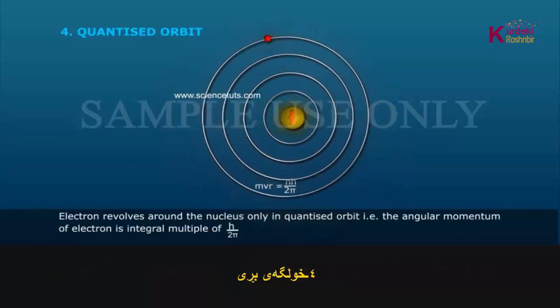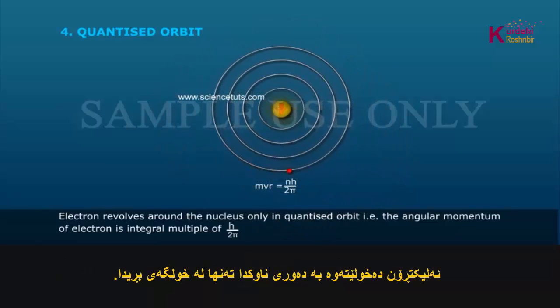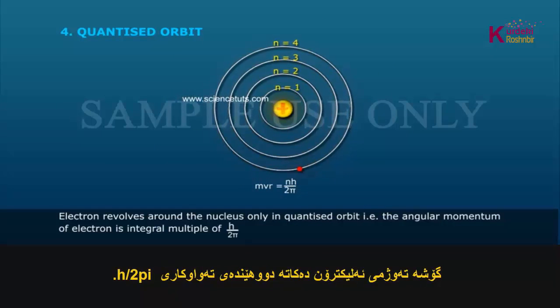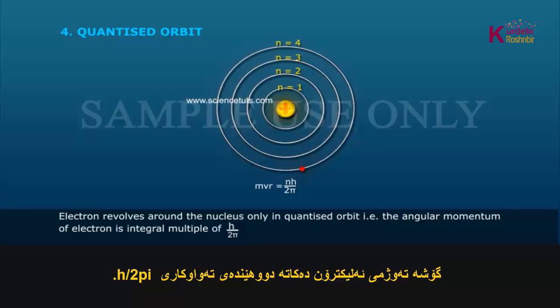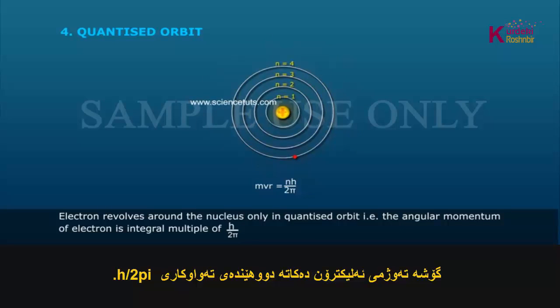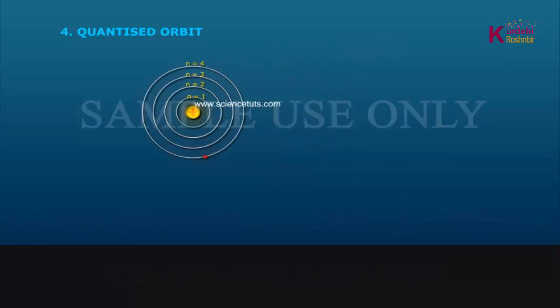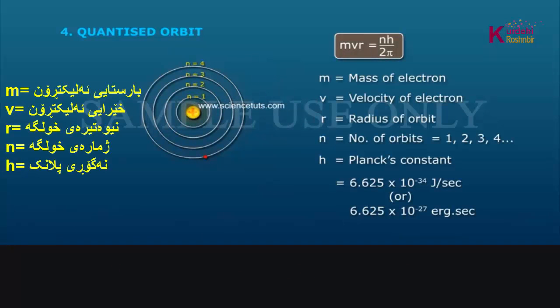4. Quantized orbit. Electron revolves around the nucleus only in a quantized orbit, that is, the angular momentum of the electron is an integral multiple of h by 2 pi. mvr is equal to nh by 2 pi, where m is the mass of electron, v is the velocity of electron, r is the radius of orbit, n is the number of orbits, that is equal to 1, 2, 3, 4, etc., and h is Planck's constant, that is equal to 6.625 into 10 to the power of minus 34 joule second.